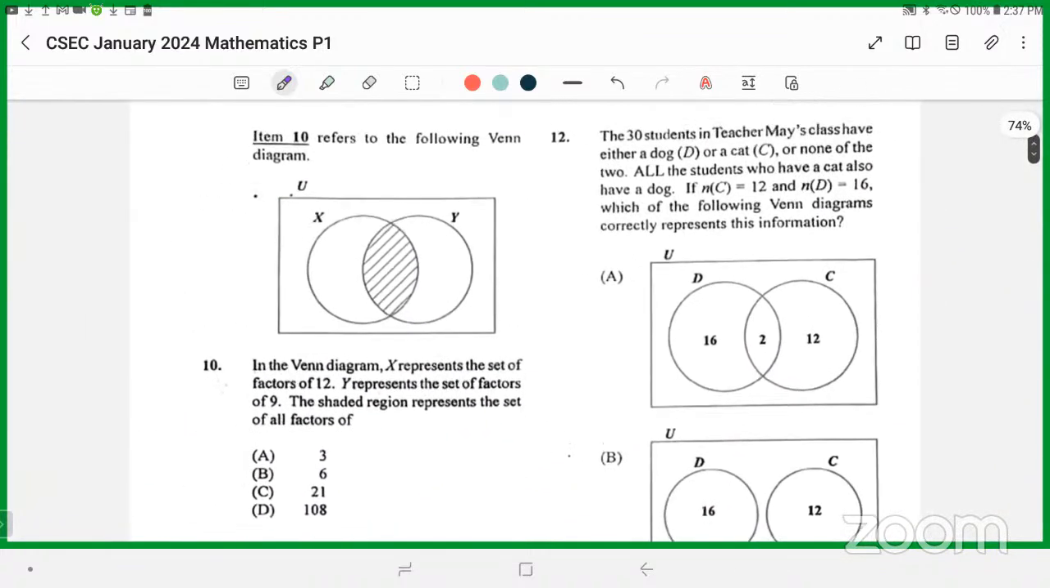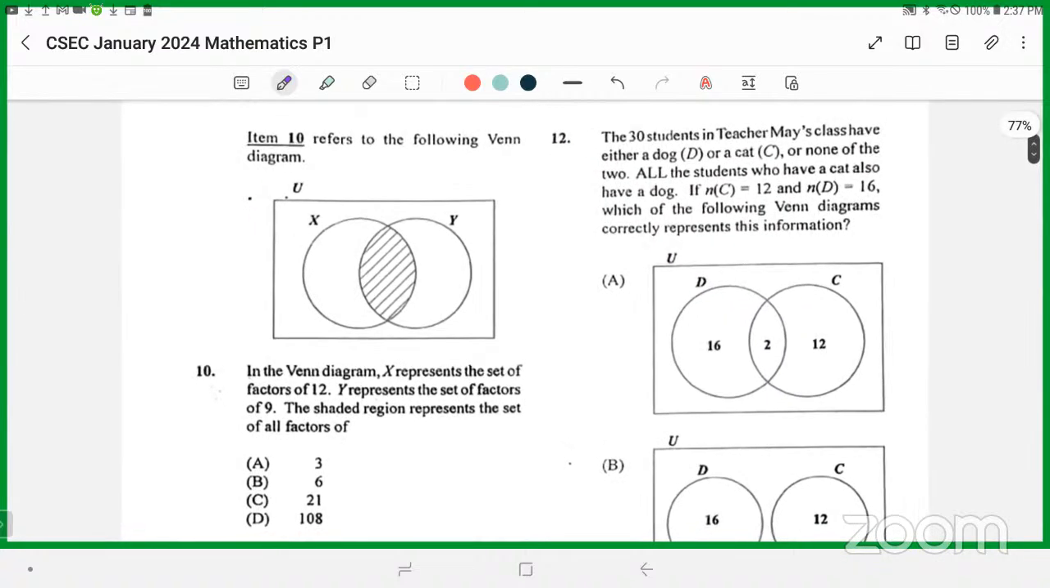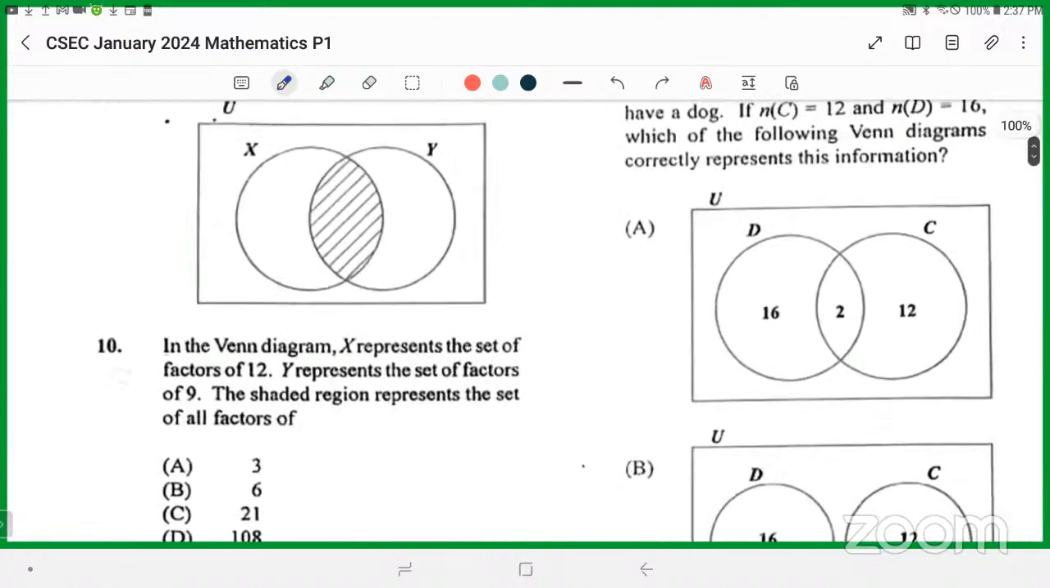All right, number 10. Number 10 says, in the Venn diagram, X represents the set of factors of 12, and Y is the set of factors of 9. It says the shaded region represents a set of factors of what? What is in the shaded region? The shaded region is the intersection.